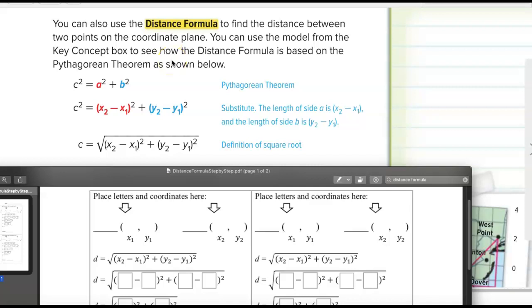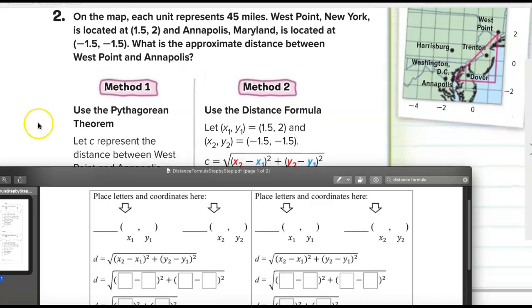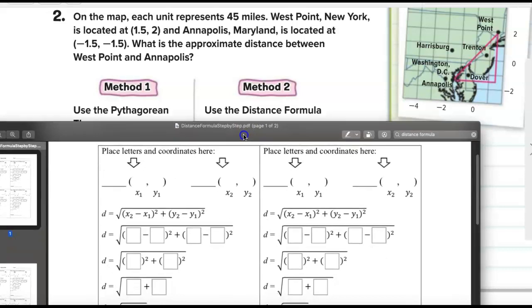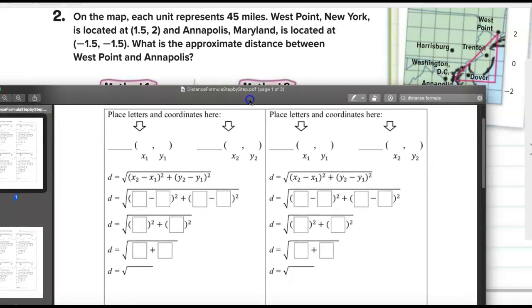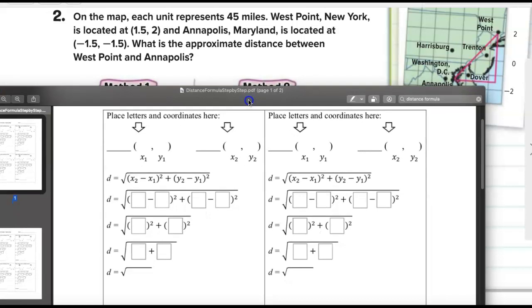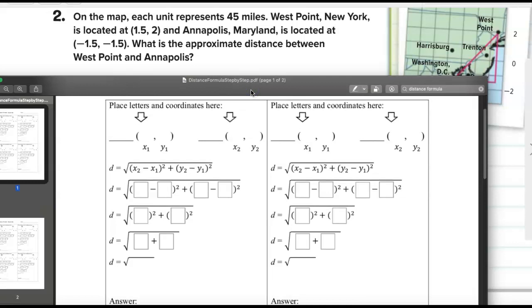Okay? So, the problem that we're going to work on is example 2. On the map over here, it shows us that each unit represents 45 miles. West Point, New York, is located at (1 5/10, 2), and Annapolis, Maryland, is located at (-1 5/10, -1 5/10). What is the approximate distance between West Point and Annapolis?